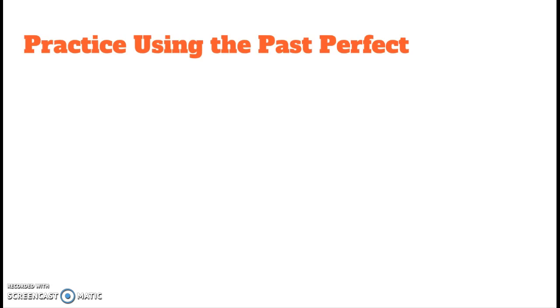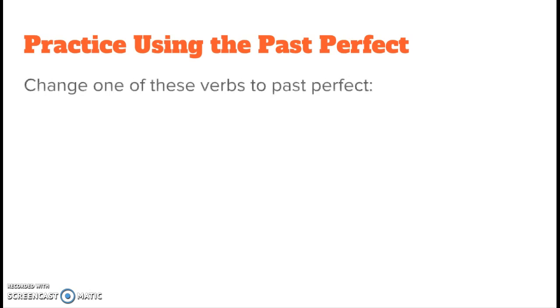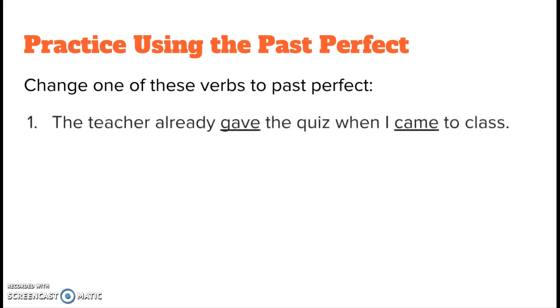So let's practice a little bit with the past perfect. Change one of these verbs to past perfect. You have to figure out which one makes sense to change. So the teacher already gave the quiz when I came to the class. I have two actions, right? I have gave and I have came. Which one happened first? That's the one you will change to past perfect. So think about it. Maybe grab a paper, write it down.